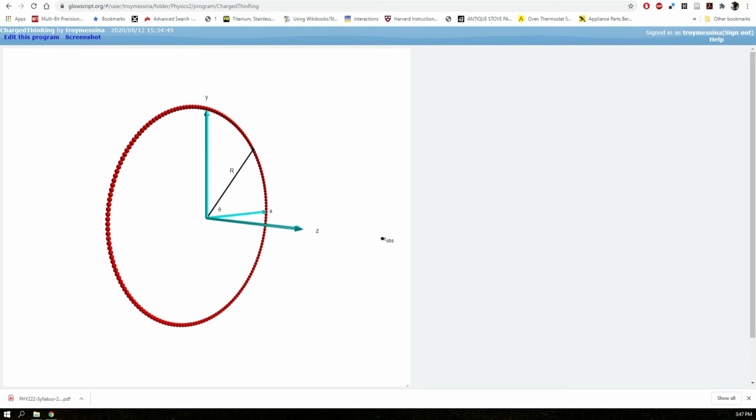So the first question is, how do we write down the position of a point on the ring and where that ring point is relative to the observation point? What is the vector that describes going from this point on the ring to this observation point? Once we know that vector, we're going to normalize it to calculate the r hat vector. So how do we do that?